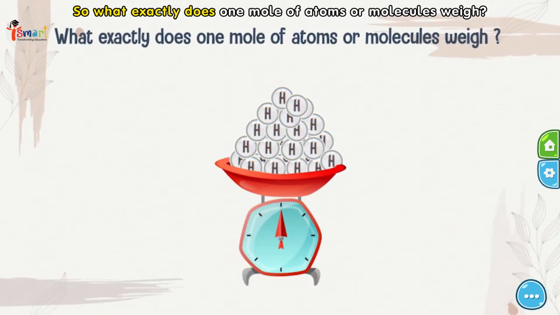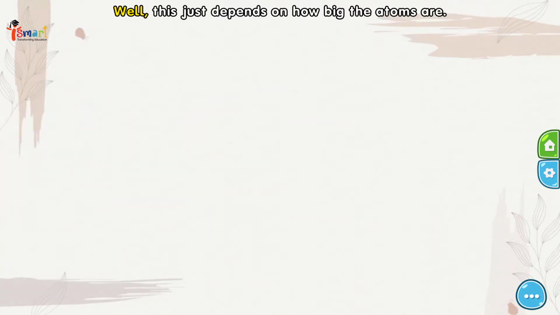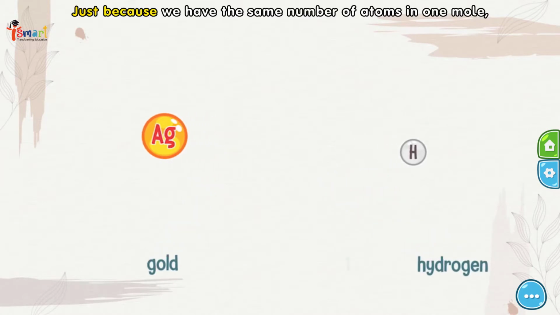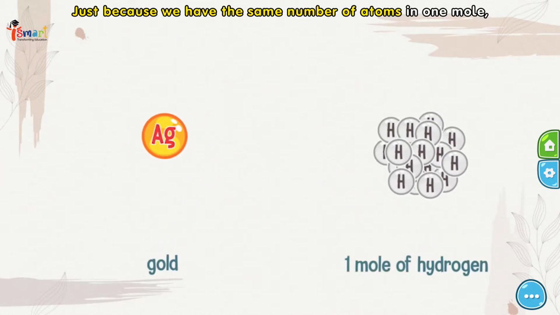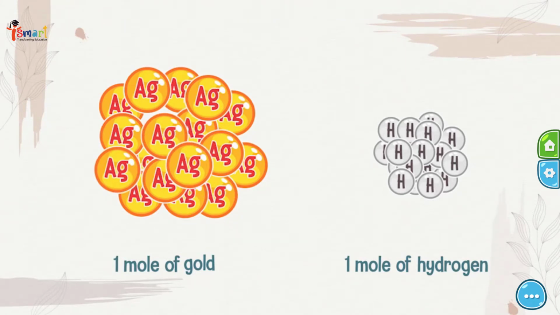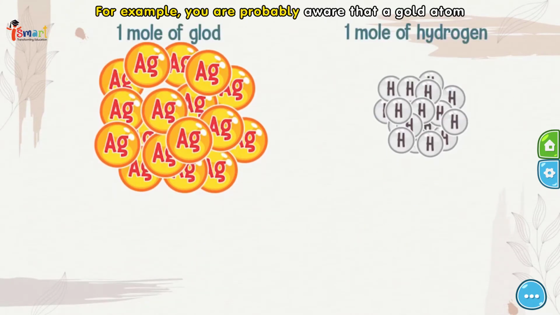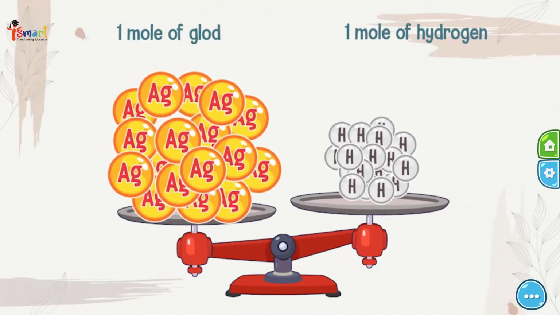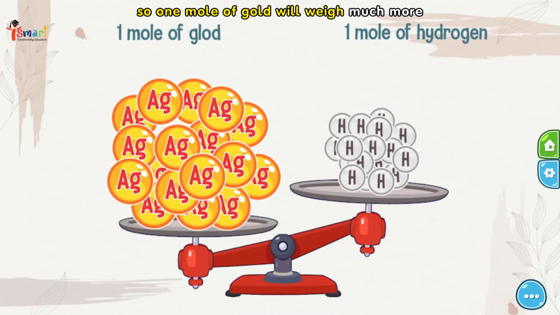So what exactly does 1 mole of atoms or molecules weigh? Well, this just depends on how big the atoms are. Just because we have the same number of atoms in 1 mole, it does not mean that they are all the same size. For example, you are probably aware that a gold atom is much bigger than a hydrogen atom, so 1 mole of gold will weigh much more than 1 mole of hydrogen.